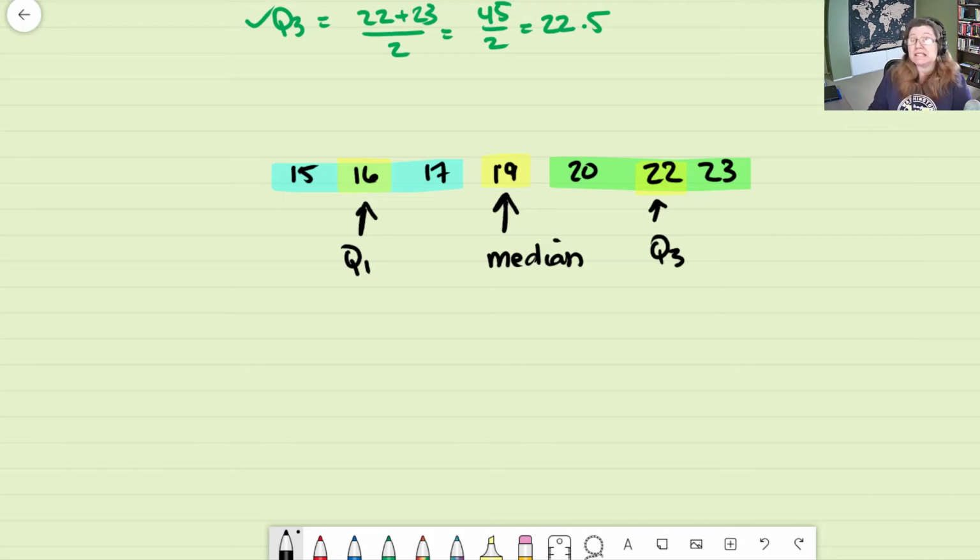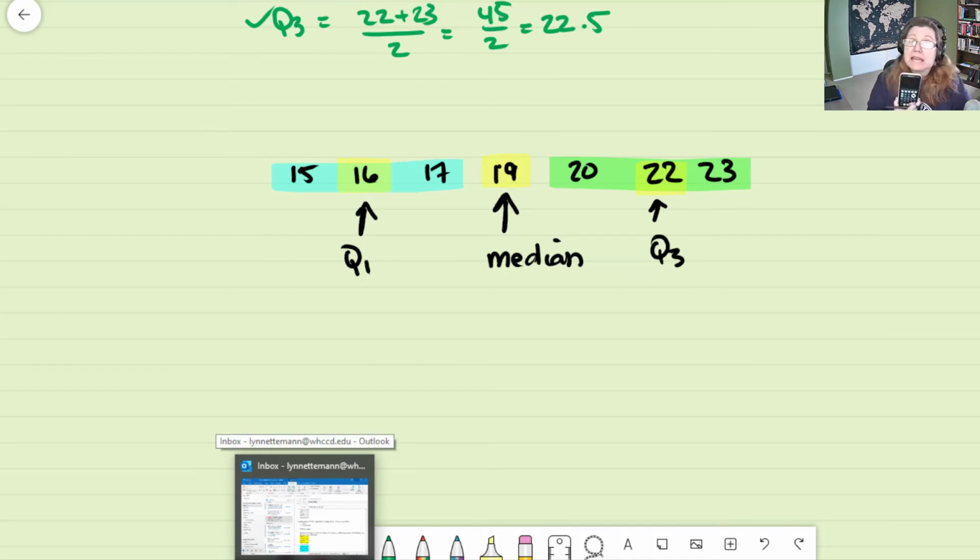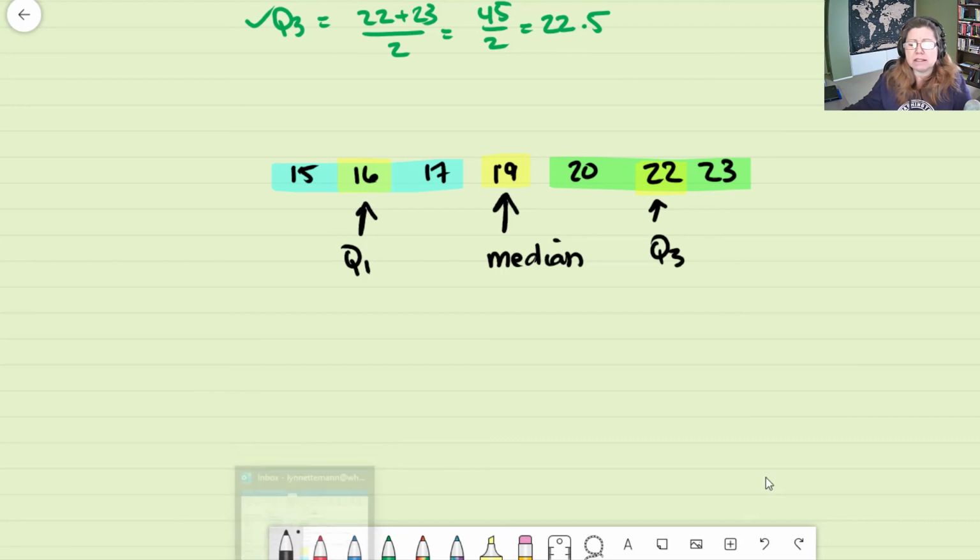So I'm hoping this clears it up for you. If it is a short list, I gotta admit, I do it visually. If it's a long list, like 100 values, I would do it mathematically, or I would just throw the whole entire list in my calculator and let my calculator do it. And I do have a video out there to explain how to do that. I think it was part of the lesson as well.